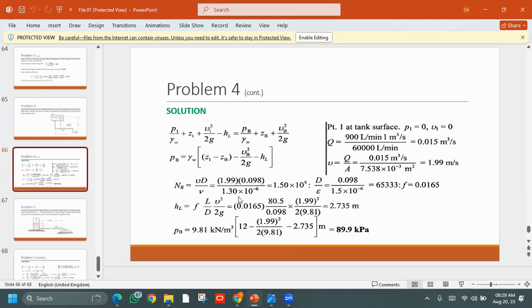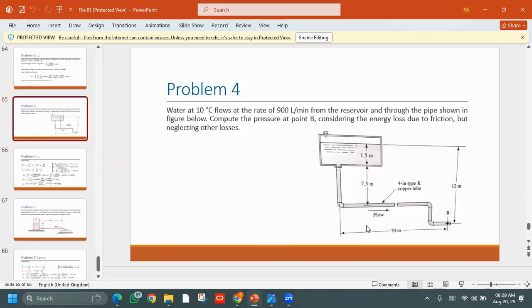So that's how you can calculate the value of pressure at any point between any pipeline and the tank. That's all from today's lecture.